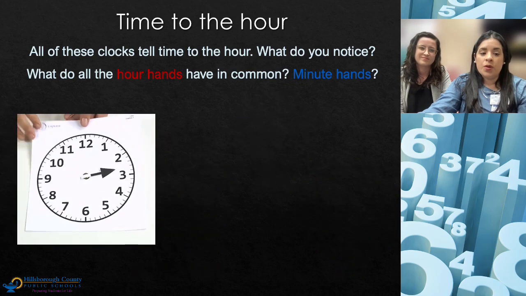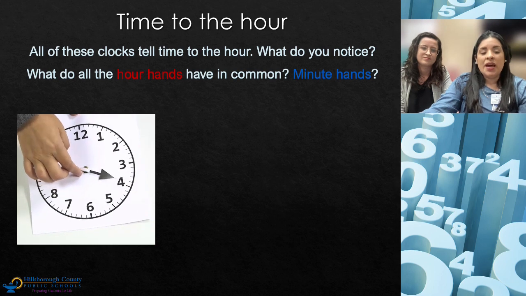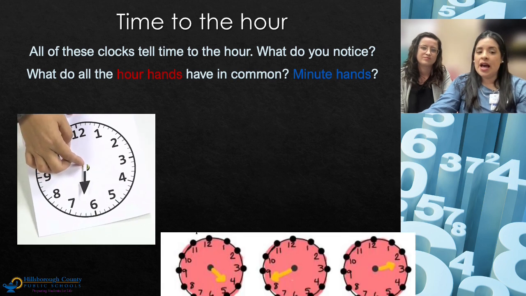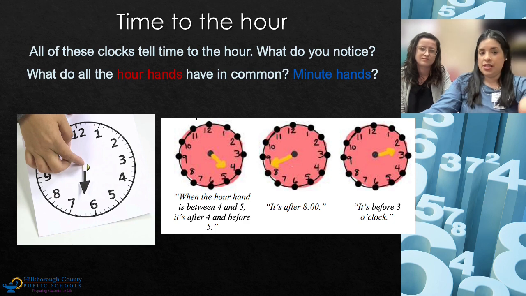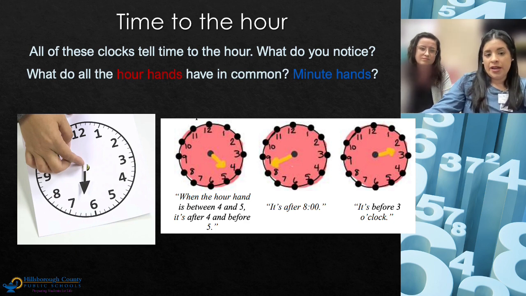Now, another way that we can support students is by giving them a clock that only has the hour hand, because sometimes the hour hand is not always going to point directly to the hour. So we want to make sure that we move it in between the hours and give some prompts such as these on the right. When the hour hand is in between 4 and 5, it's after 4 and before 5. This is really important because students are also going to be telling time to the half hour.